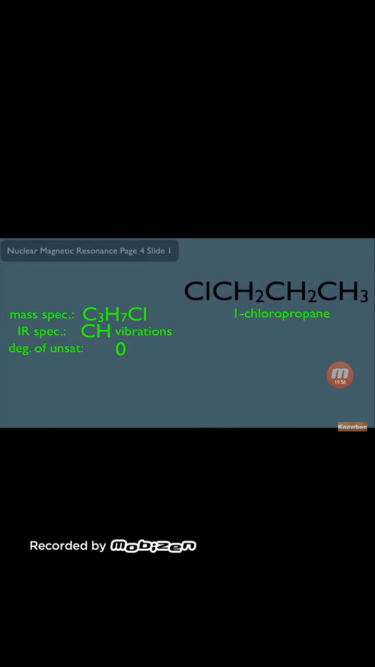Notice this molecule does have 3 carbons, 7 hydrogens, and 1 Cl. However, your molecule can also possibly be 2-chloropropane. If you thought a little bit more about this, you'd realize there's no other possibility. There's no other organic molecule that would have this molecular formula and not be either 1-chloropropane or 2-chloropropane. So at this point, we don't know if it's one or the other.